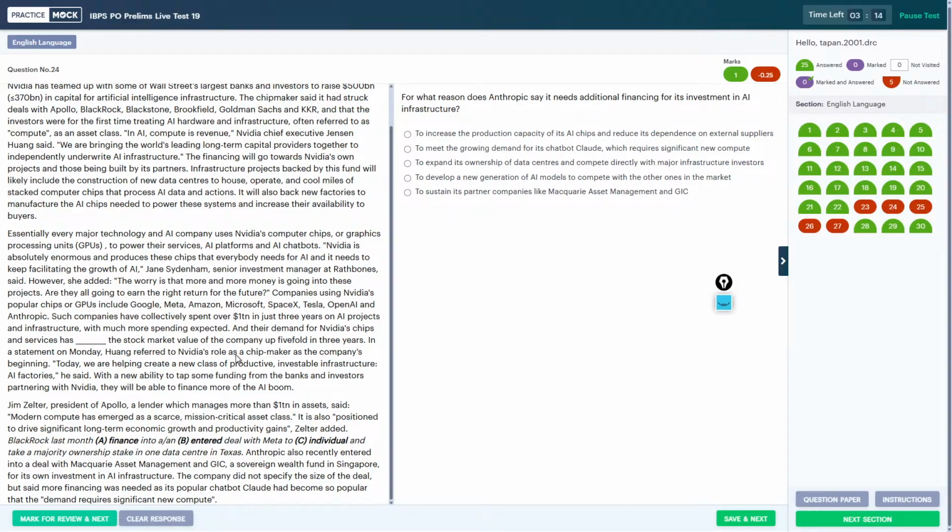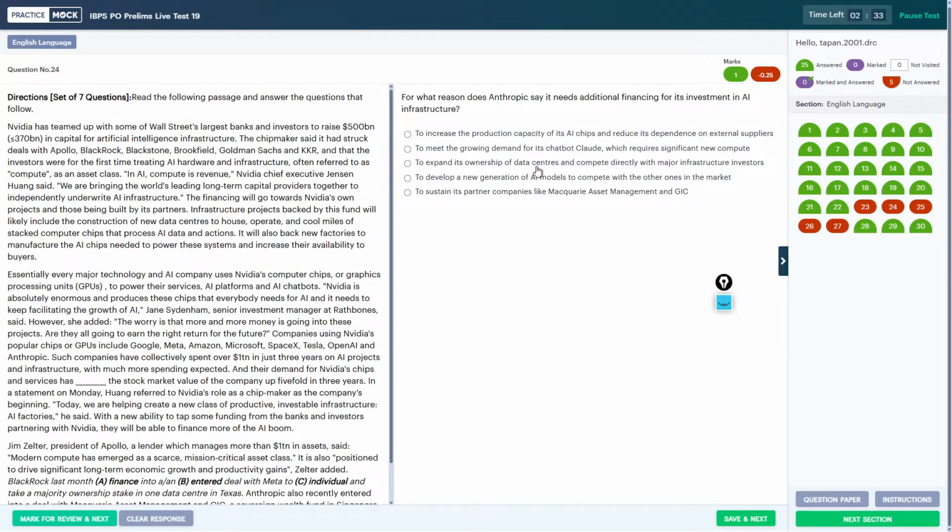Okay. The company is beginning a new role as a chipmaker. Today, we are helping create productive infrastructure, able to boom. Apollo, the lender, said modern compute has emerged as a scarce resource. They said Anthropic also recently entered into a deal with an asset manager and GIC, the sovereign wealth fund of Singapore, for its own investment in infrastructure. The company did not specify the size of the deal, but said the financing was popular. The chatbot Claude had become so popular that demand requires significant new compute.